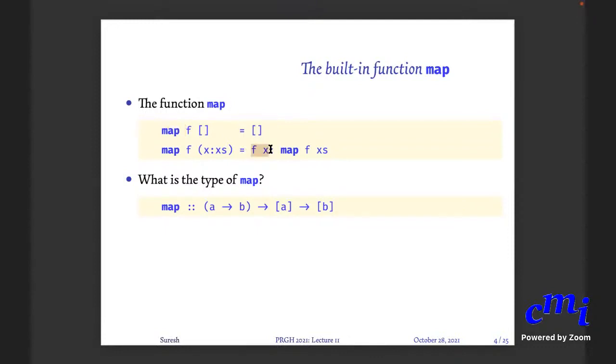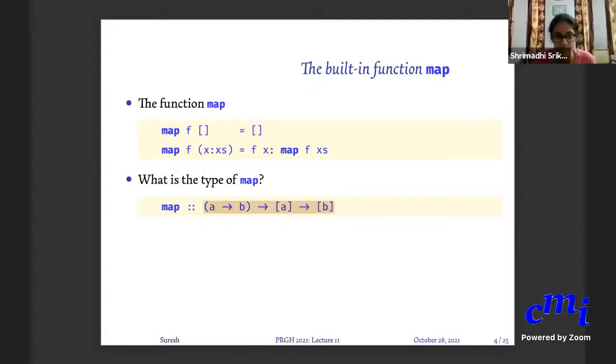F is of type A arrow B, X is of type A, so Fx is of type B. So one element is of type B, every element will also be of type B because recursively. So the type of map itself is (A arrow B) arrow list A arrow list B. So Srimati, do you understand this?